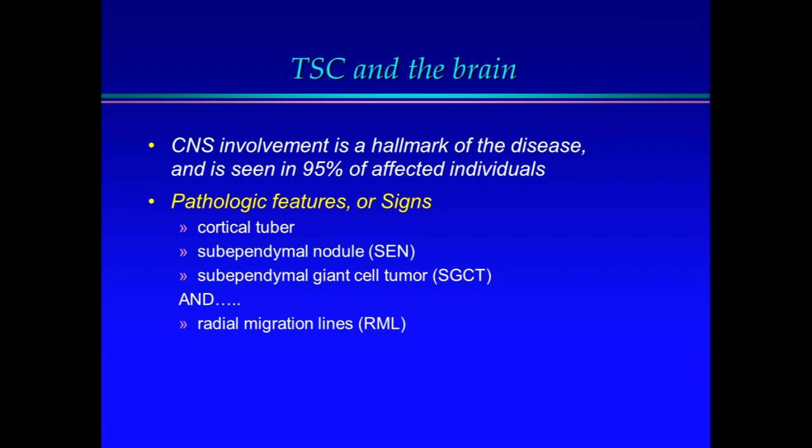So the pathologic features or the signs that we're going to talk about today, the main ones are cortical tubers, subependymal nodules, and then subependymal giant cell tumors, also called subependymal giant cell astrocytomas. And as you saw yesterday in the new consensus guidelines, radial migration lines have also been added. So I'm going to show you what those are.